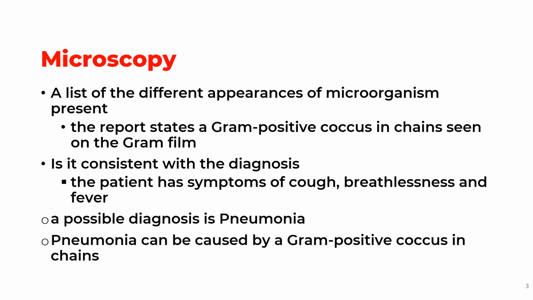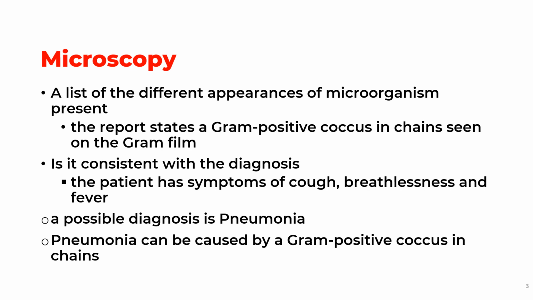For example, take a sputum sample. A patient is presented with symptoms like cough, breathlessness, and fever, and the possible diagnosis is pneumonia. And if the gram stain report states that there are gram positive cocci in chains, then it is indicative of infection, probably by a streptococcus group of organism.